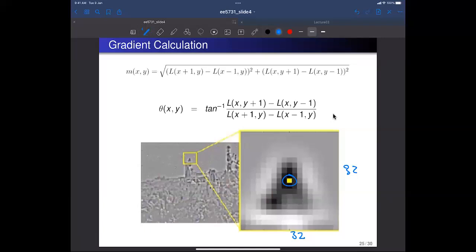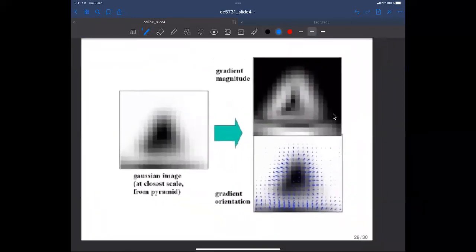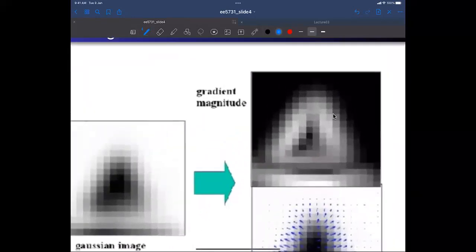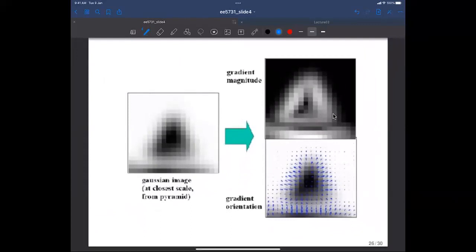The same as in HOG, we need to compute the orientation for each of these pixels. And we also need to compute the magnitude. So orientation and magnitude. Then this is the depiction of the orientation. So this one here is showing the magnitude of that particular image or patch. And the bottom one represents the gradients. So not the most dominant gradient, but actually the gradient for each pixel.